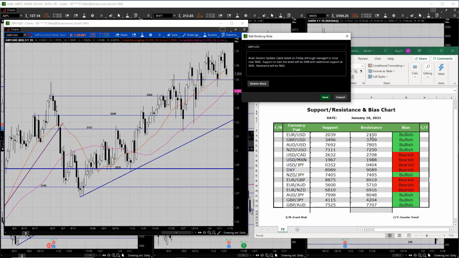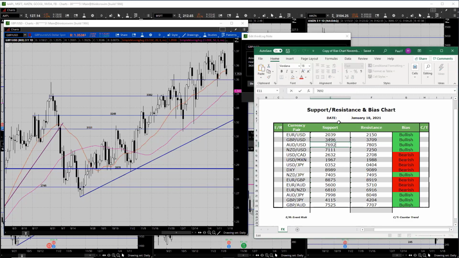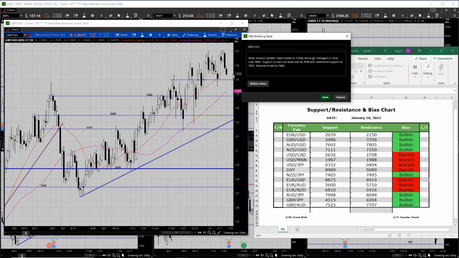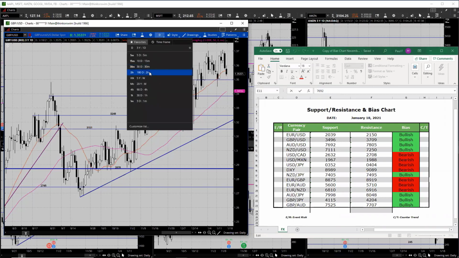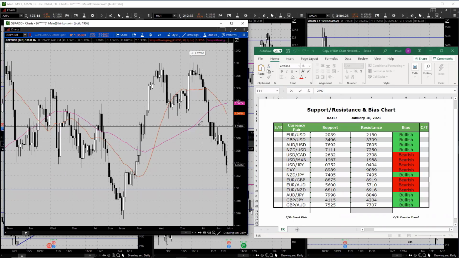Resistance will be 36.62. It doesn't look like we have a chance to get there. That would be pretty much higher. And we have to kind of get a bearing as to, well, where are we now? If we're down here to 35.30, let's take a look on a 2-hour chart. That would be resistance there, 36.04.